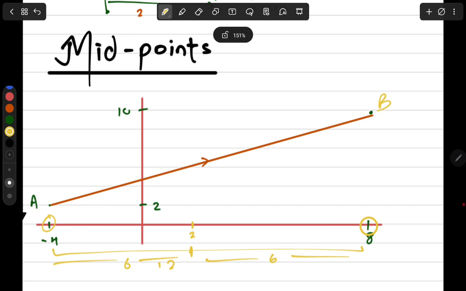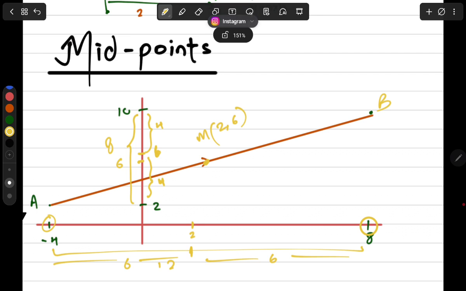And then vertically, it has to move from 2 to 10. And what is the difference between 2 and 10? It is 8, and halfway of that is 4. So 10 minus 4 is 6, and 2 plus 4 is also 6. So this distance is 4, this distance is 4, and this is 6, right? So it has to meet at 2 comma 6. So midpoint of AB is going to be 2 comma 6.